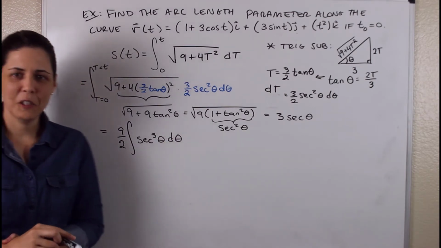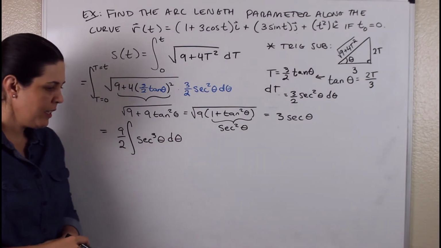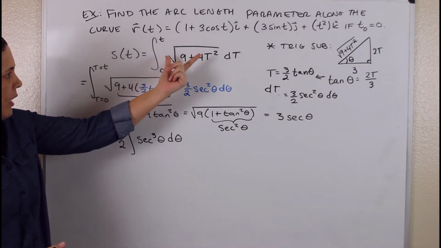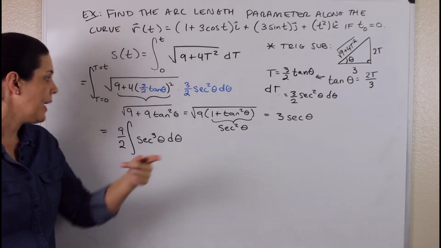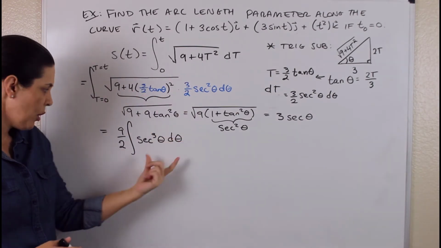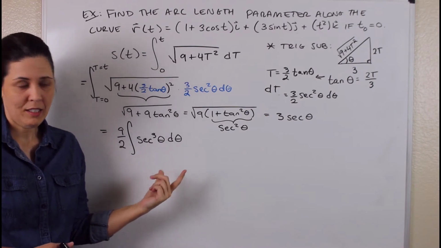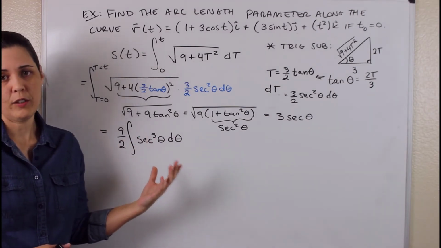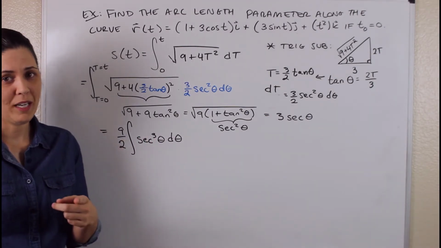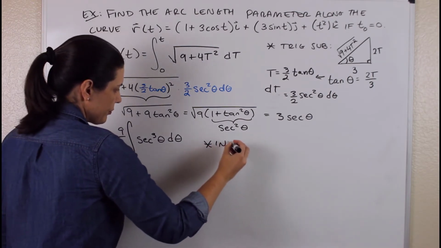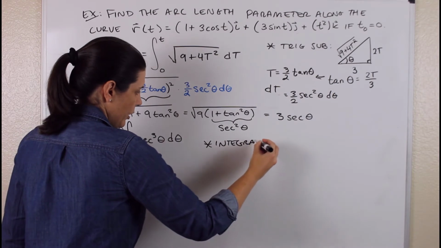Okay, so now you ask yourself, how do I continue? I'm trying to integrate this. I started here, I had to use trig substitution and actually a trig identity. Now I'm here. How do I integrate secant cubed theta? This one requires integration by parts. So let's remind you how that one goes. So integration by parts, let's just talk about that real quick.